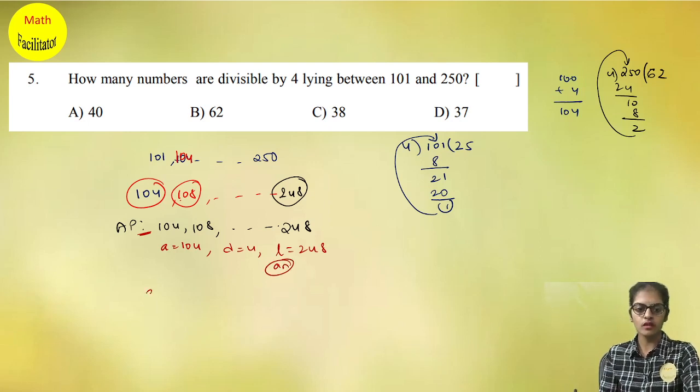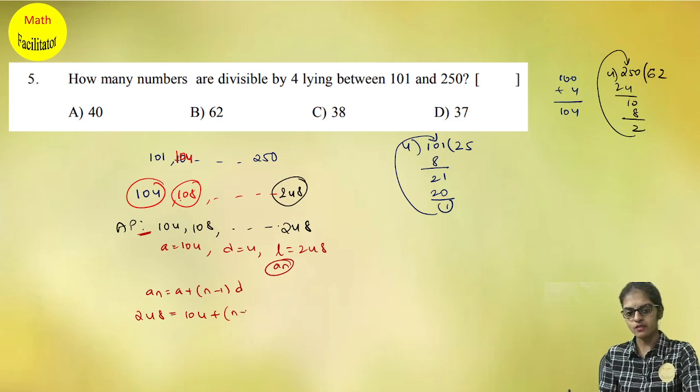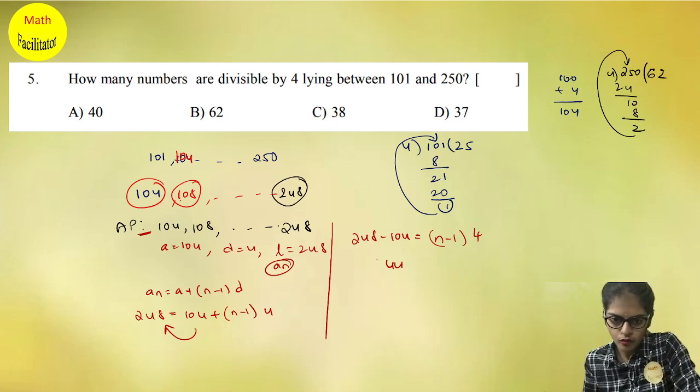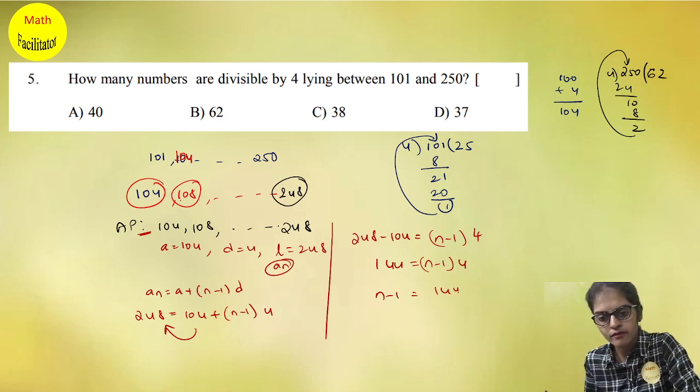Okay. So AN is equal to A plus N minus 1 into D. AN is 248, equal to A plus N minus 1 into D, which is 4. So 104, take it to the other side. So 248 minus 104 is N minus 1 into 4. So how much are you getting here? 144 equals N minus 1 into 4. Now N minus 1 will be 144 divided by 4.